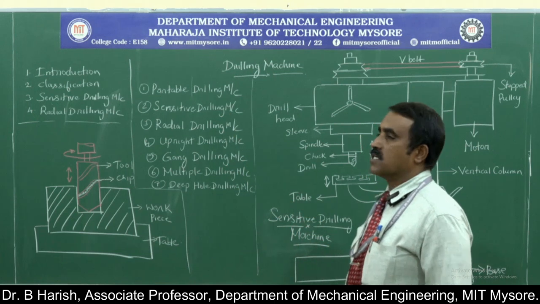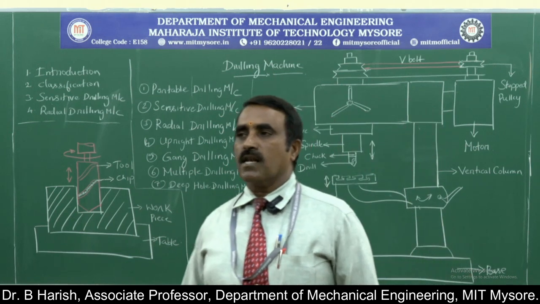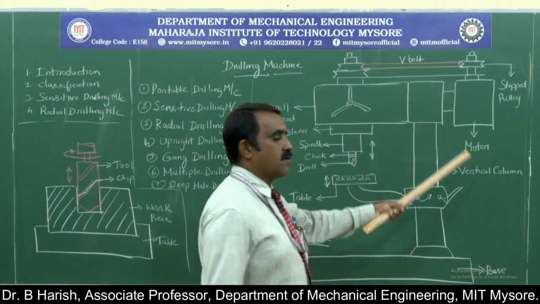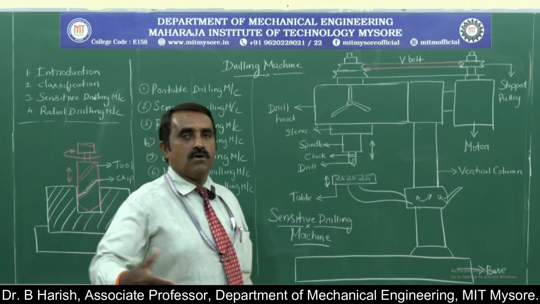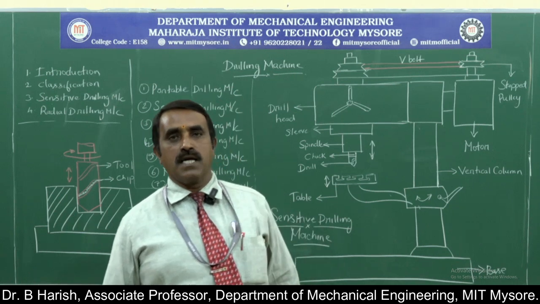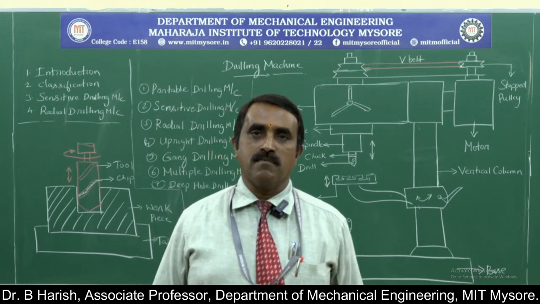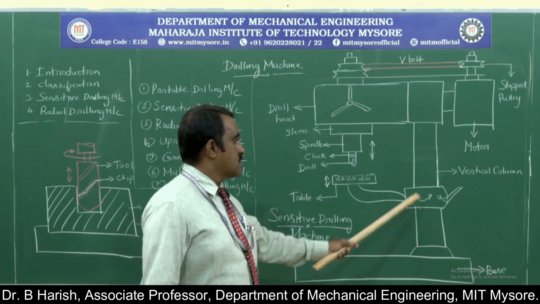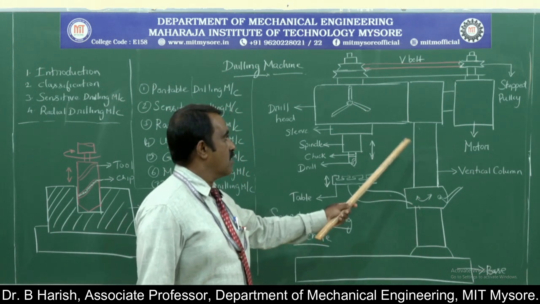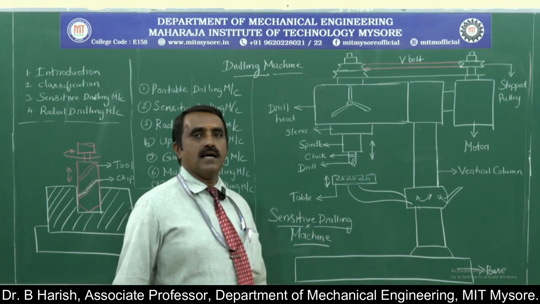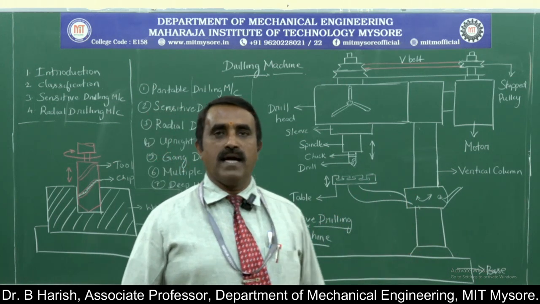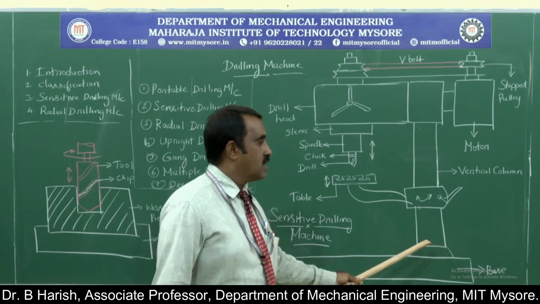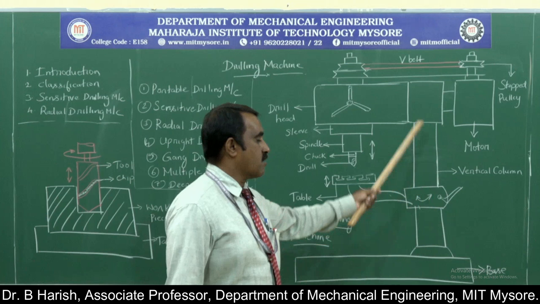Then the second one is the sensitive drilling machine. The figure here shows the sensitive drilling machine. Discussing its individual parts, the first one is the base, then the vertical column. The base is the part that takes the load of the entire machine. This is the base, and on one end of the base we have the vertical column.